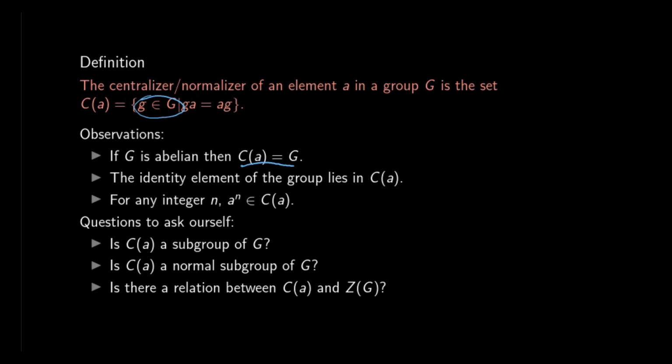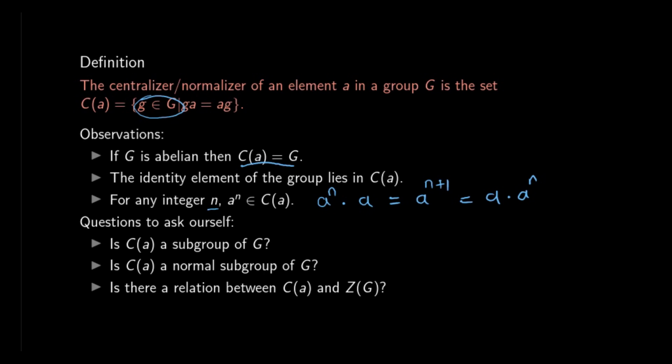We can also observe that the identity element of a group lies in the centralizer of A, and thirdly, we can observe that given any integer n, A raised to n will be in the centralizer of A. That is because A raised to n times A is the same as A raised to n plus 1, which is the same as A times A raised to n, and therefore we see that A raised to n commutes with A, and hence the centralizer of A contains all the elements of the type A raised to n.